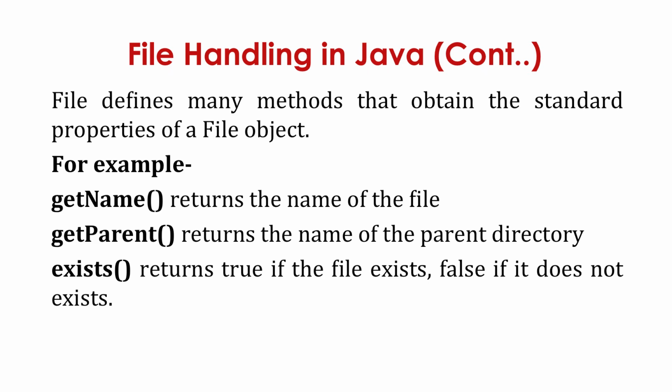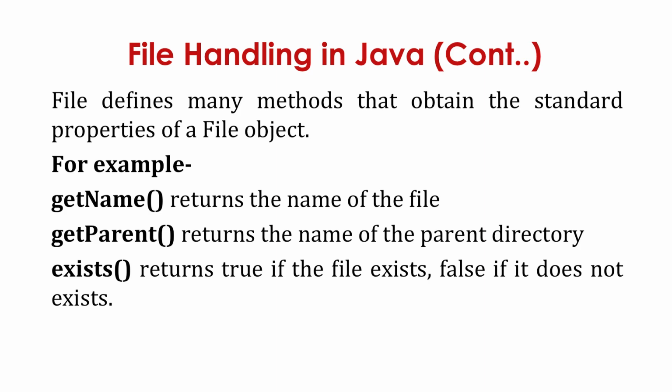File defines many methods that obtain the standard properties of a file object. For example, getName is one of the methods. It returns the name of a file. getParent is one of the key methods. It returns the name of a parent directory.